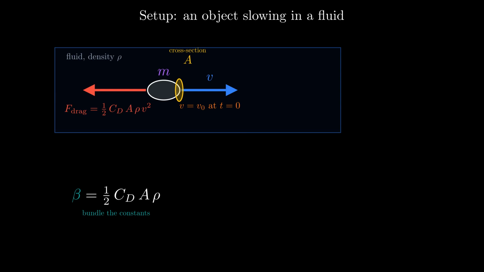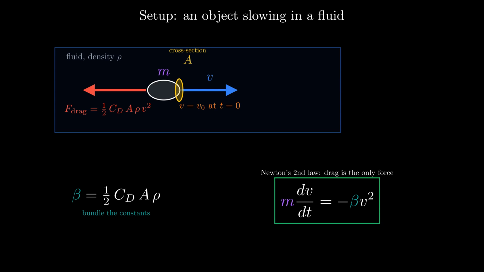Let the object move in the positive x direction, so its velocity is simply v. Newton's second law sets mass times acceleration equal to the net force. Drag is the only horizontal force, so m dv/dt equals minus beta v squared. The minus sign says the force always opposes the motion, steadily slowing the object down.